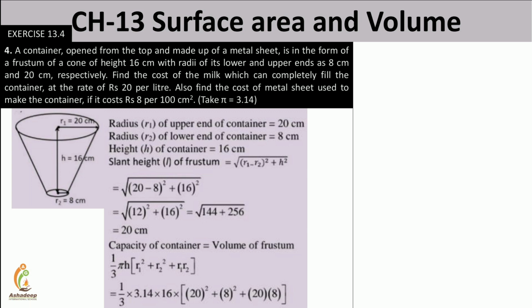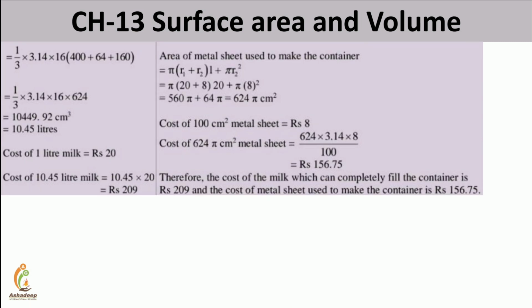Okay, now you put the values and you simply get the answer as 20. Simple sum, right? See here, these are the values we have put here, and this is the answer. Now the cost of 100 square centimeter of metal sheet is rupees 8. So the cost of 624 pi centimeter square metal sheet is what? So simply we need to multiply these both and divide it by 100, right?